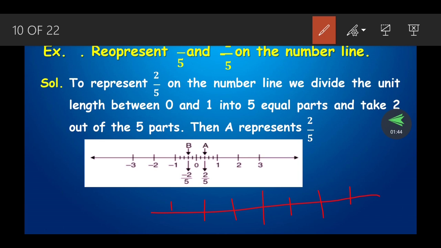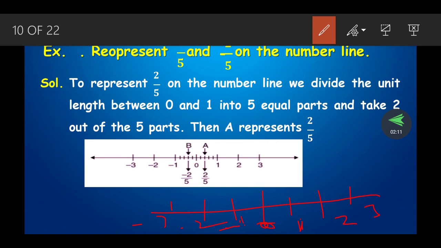So what are they asking? 2 by 5 they are asking. Means 2 parts out of 5 parts. So what we will do? Here we have 0. Left side, right side 1, 2, 3 we have. Left side minus 1, minus 2, minus 3 we have.